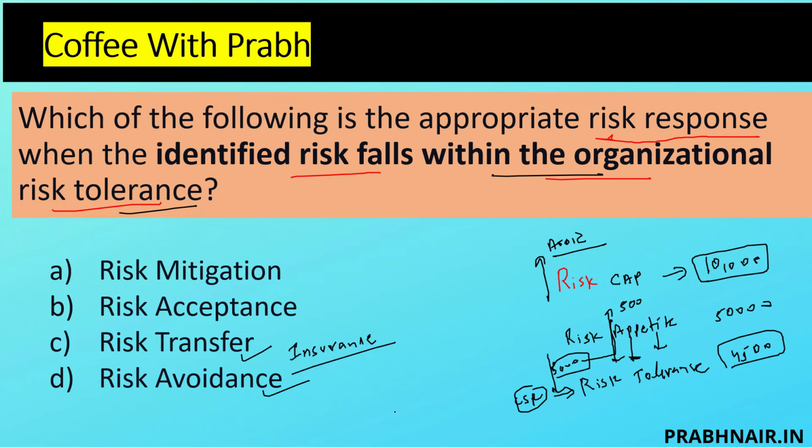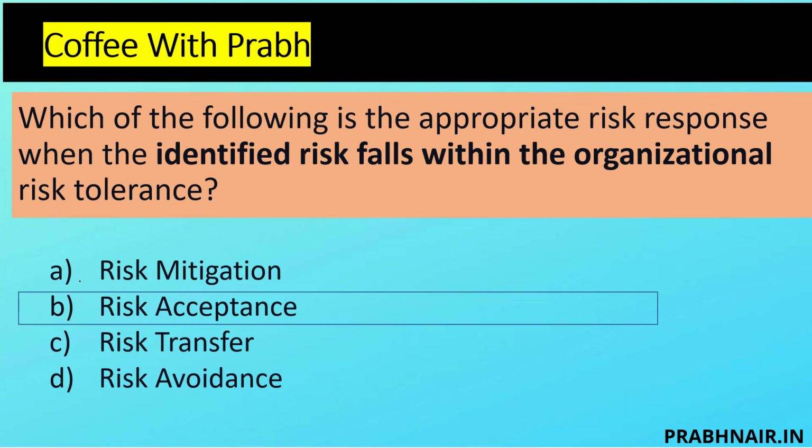Okay, so right now the risk is below the appetite, which is under the tolerance. That is why the answer I'm going for is B. But yes, if the risk is basically beyond the capacity, then in that case we avoid the risk. Okay, so let's move to the next question.